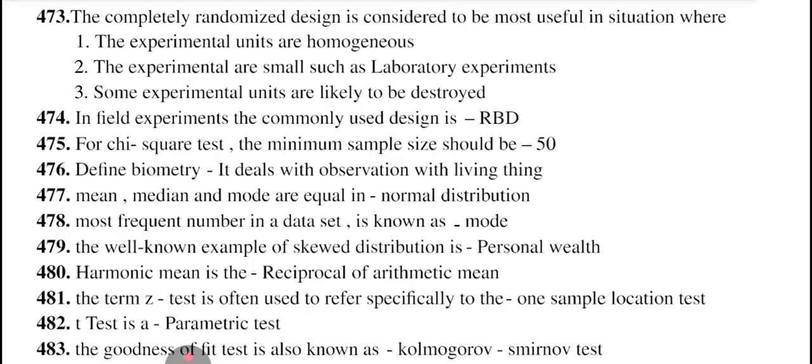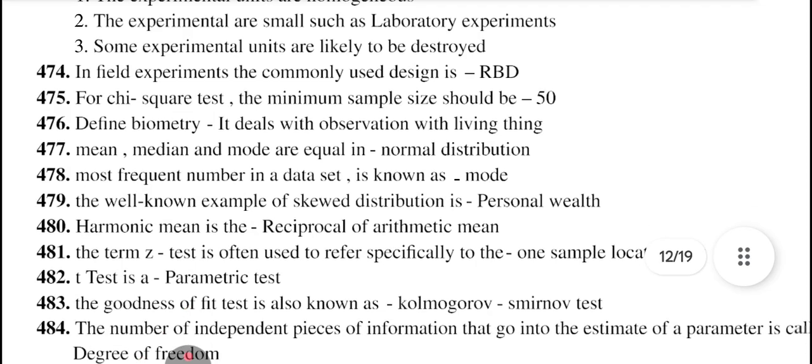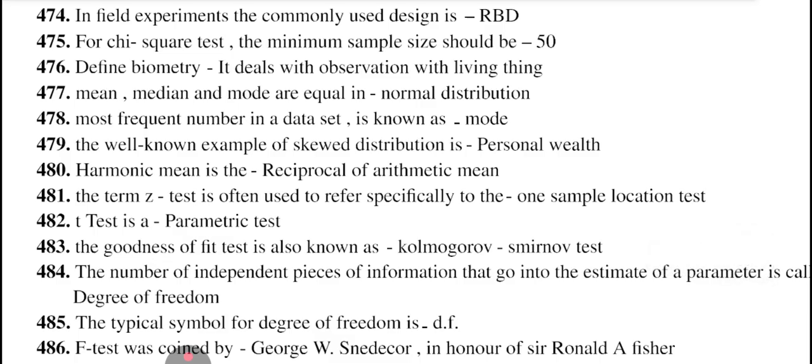Mean, median, mode are equal in normal distribution. Most frequent number in a data set is known as mode. The well-known example of skewed distribution is personal wealth. Harmonic mean is the reciprocal of arithmetic mean. Term Z test is often used to refer specifically to the one sample location test. T test is a parametric test.